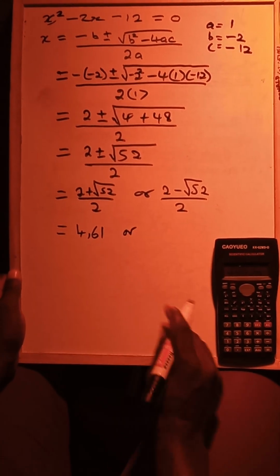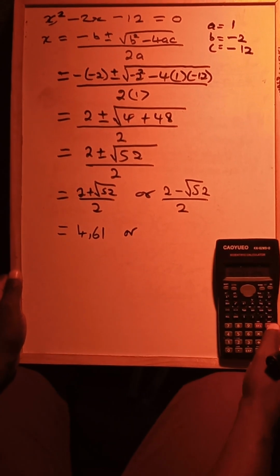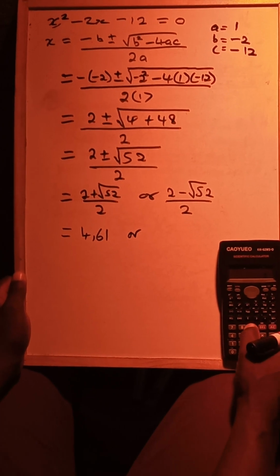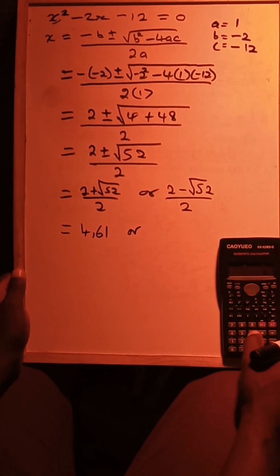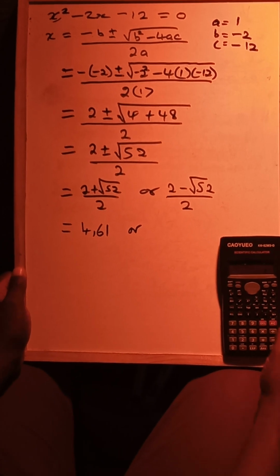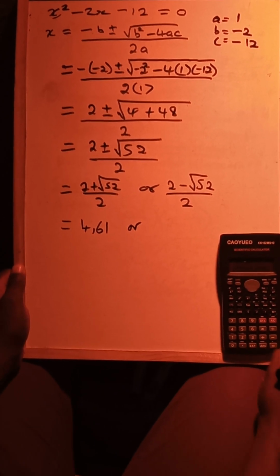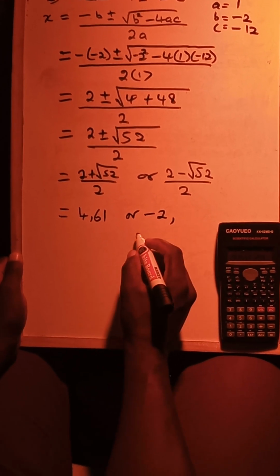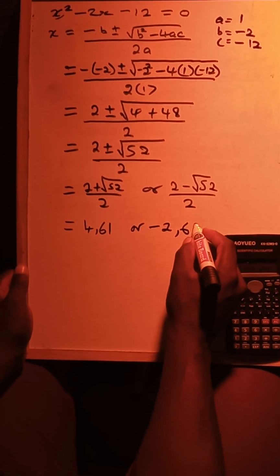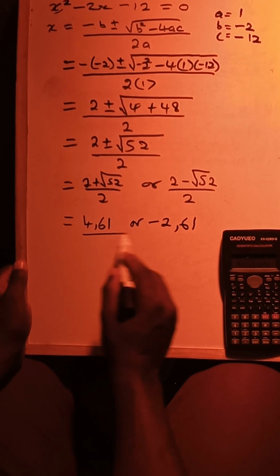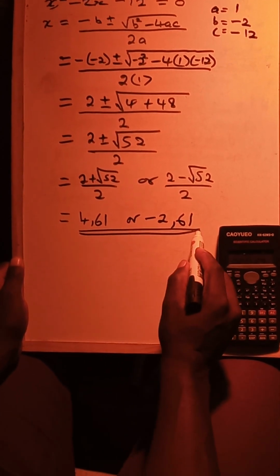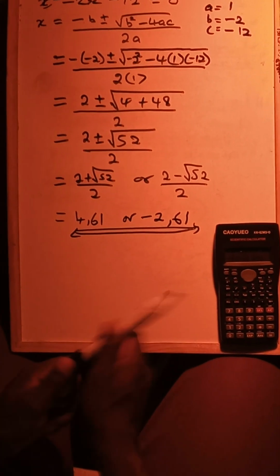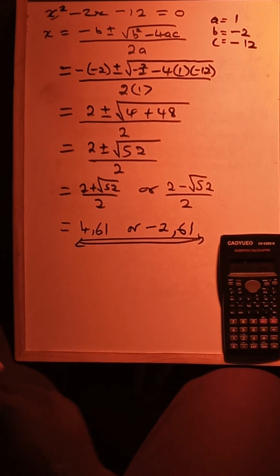Or for the negative side, open bracket 2 minus square root of 52, close the bracket, divided by 2. We get the answer negative 2.61. So these are the two possible values of x. So this is done and tested.